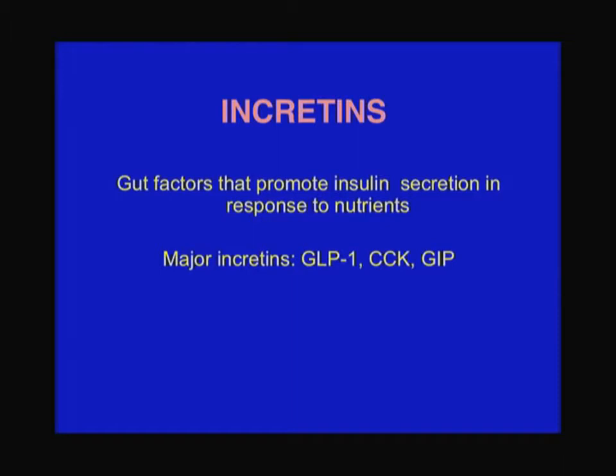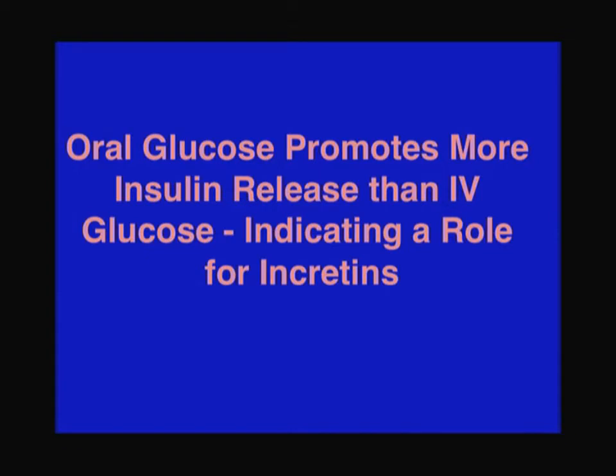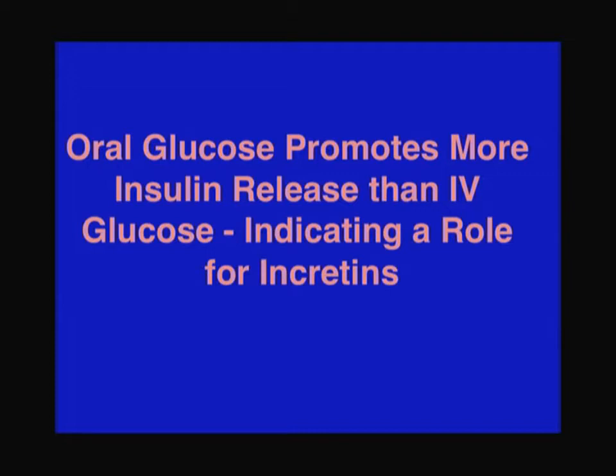They're made in the GI tract, and they're factors that promote insulin secretion in response to nutrients. That is to say, when you give someone sugar through the vein, a certain amount of insulin is found to be released. But when you give the same amount by mouth, more insulin is released. So something is happening in the intestines, in the GI tract, to stimulate insulin that is being bypassed if you just give the sugar through the vein or under the skin.